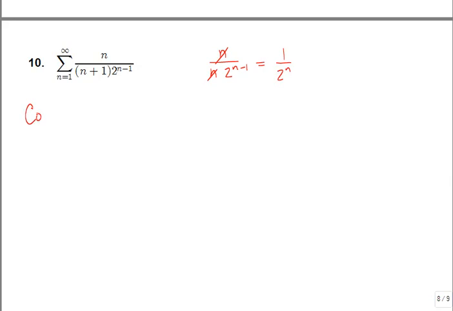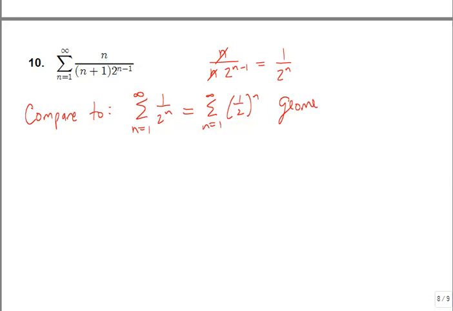So that's what you want to compare this to. You want to find a very simple function that you can compare it to, and it has to be something that you know what it does, whether it converges or diverges. And recall that this 1 over 2 to the n, if you need to think of it as 1/2 to the n, recognize that it's geometric. Okay, so this is geometric with your common ratio r equaling 1/2, which is a fraction less than 1, so it converges.